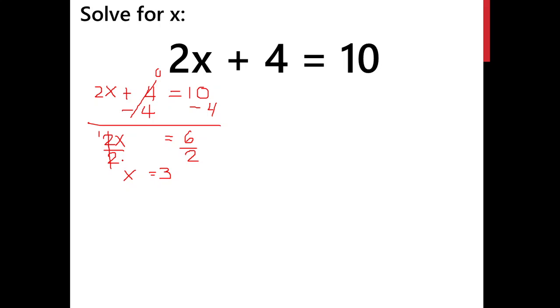Now let's try to substitute the value of x, to see if we could make our equation statement true. 2 times the value of x, which is 3, that is 6, plus 4 equals 10. Therefore, the value of x here is equal to 3. Now let's try to use the transposing method. Again, let's write the equation: 2x plus 4 equals 10.